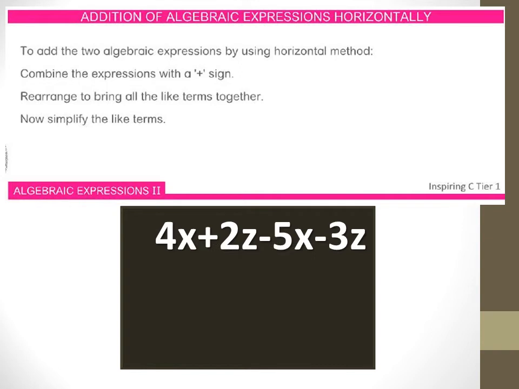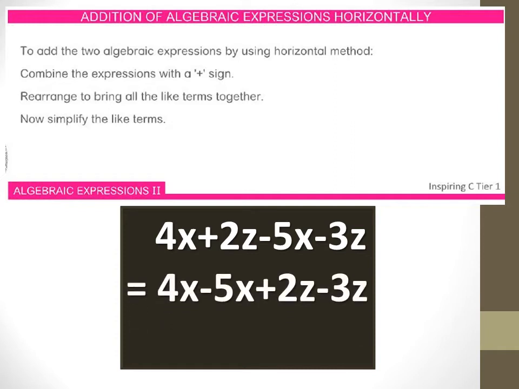So the algebraic expression considered is 4x plus 2z minus 5x minus 3z. So now we will arrange the terms containing x together and we will arrange the terms containing z together like this. So our new expression becomes 4x minus 5x plus 2z minus 3z.